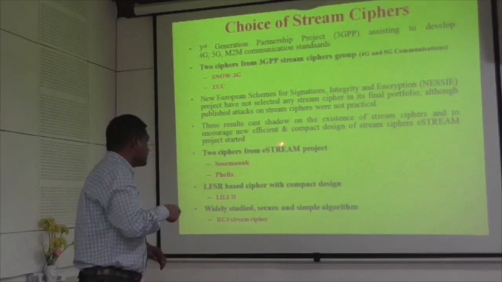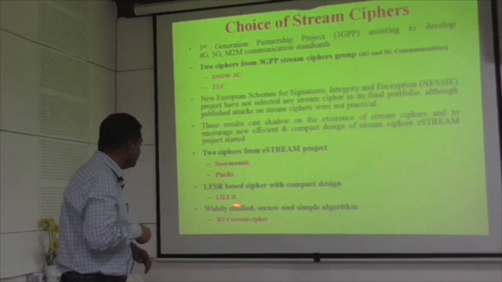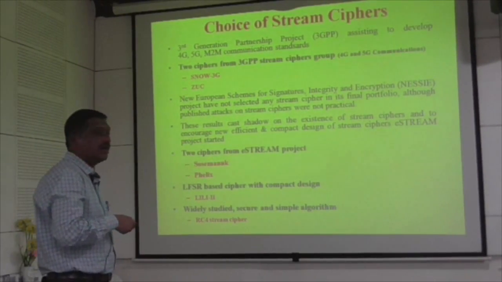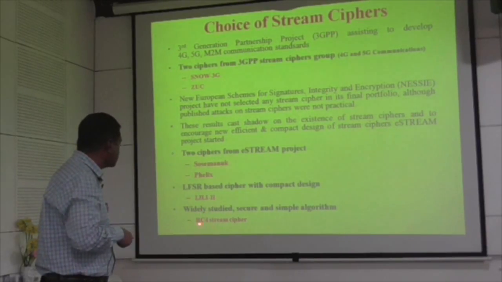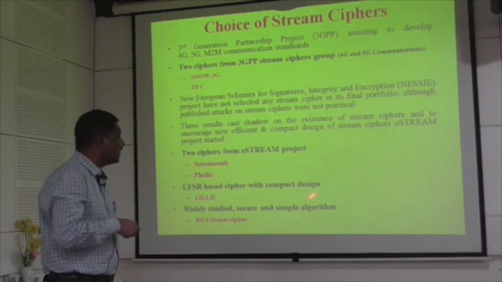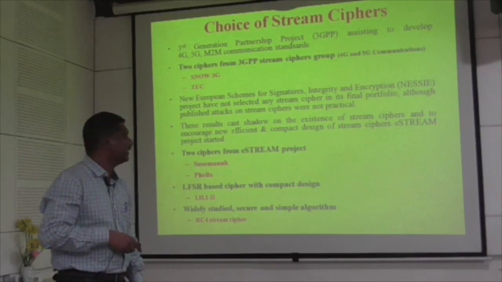That's why the group was formed, that is eStream, and we have selected these two algorithms. The next algorithm we have selected is Lily2. This algorithm is selected because it has a compact design and is easy to implement. And finally, we have considered the RC4 stream cipher because it is a widely studied, secure and simple algorithm, because a lot of research work is carried out on the RC4 algorithm.